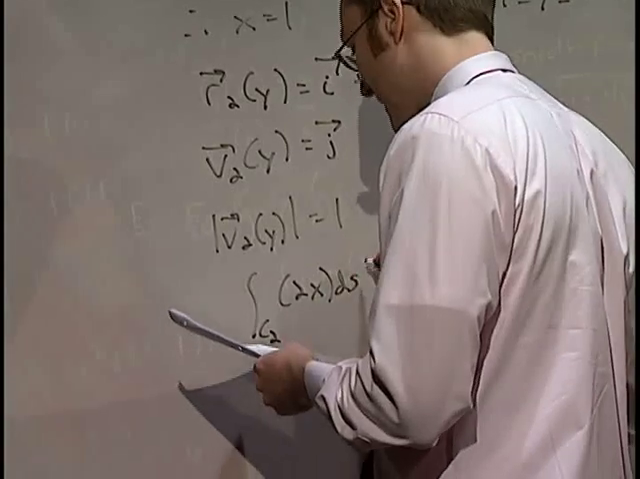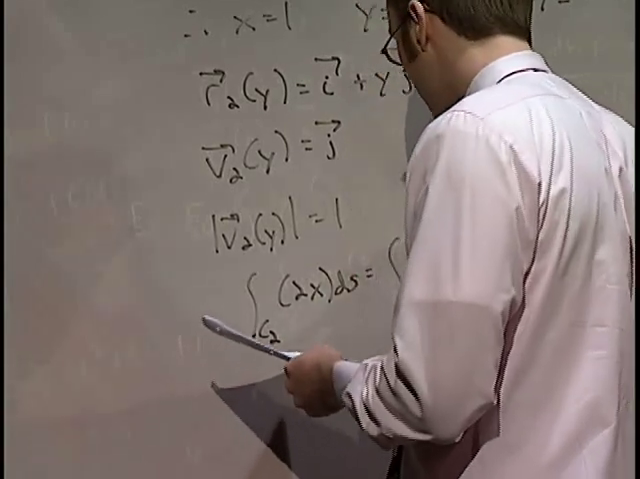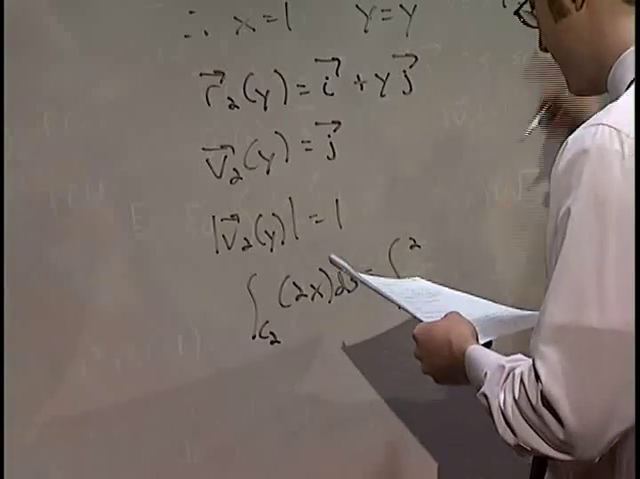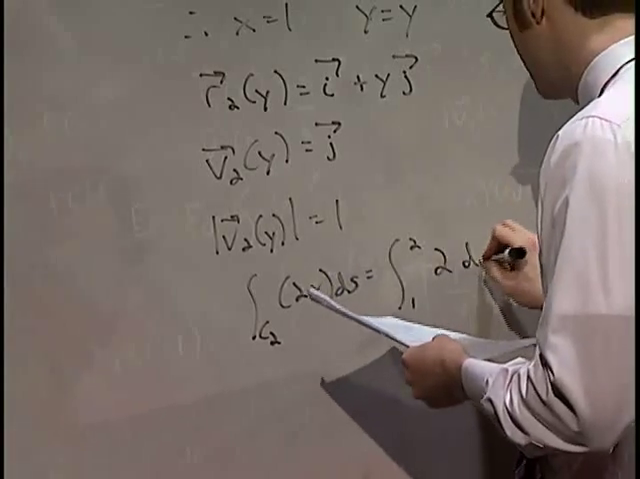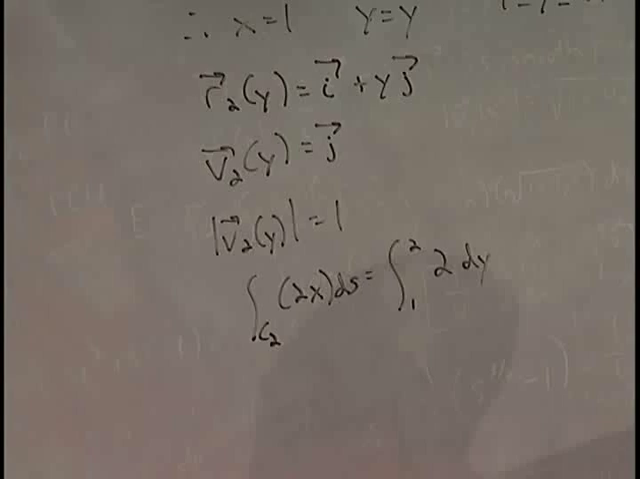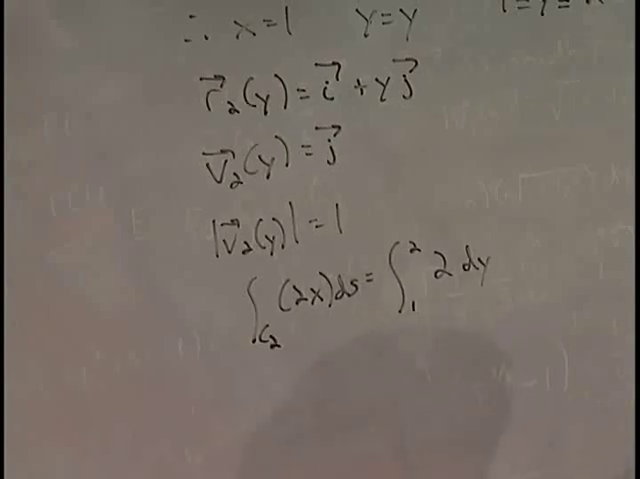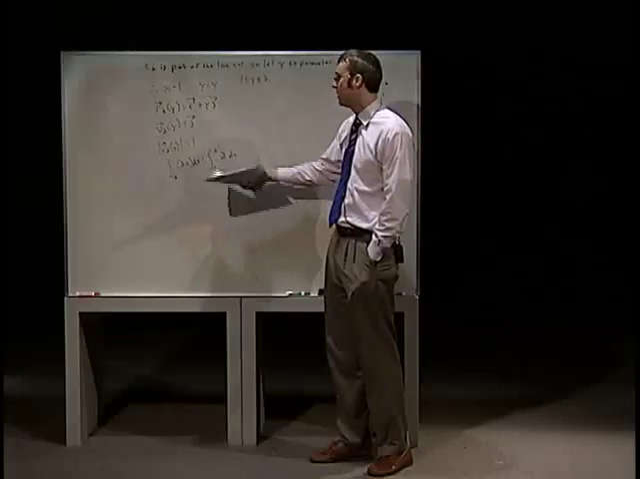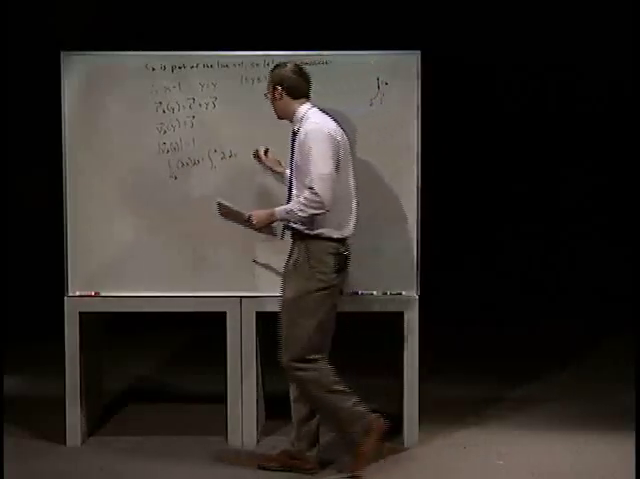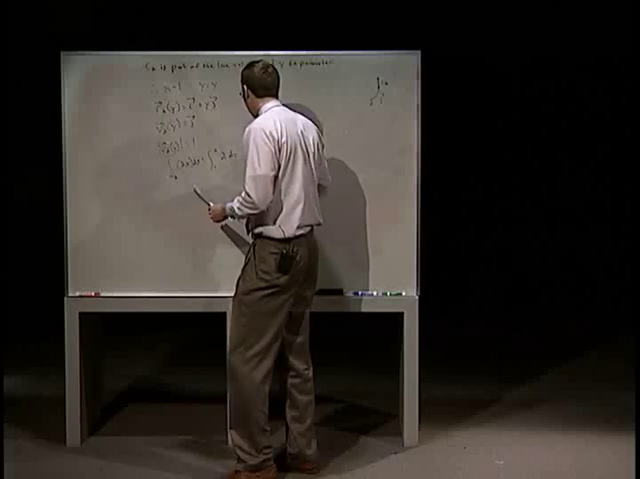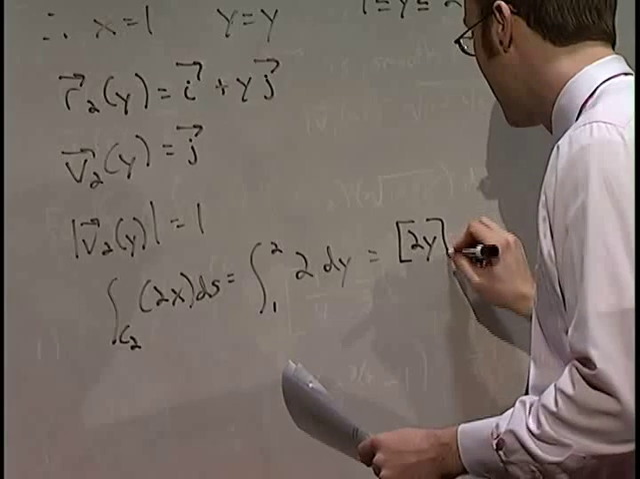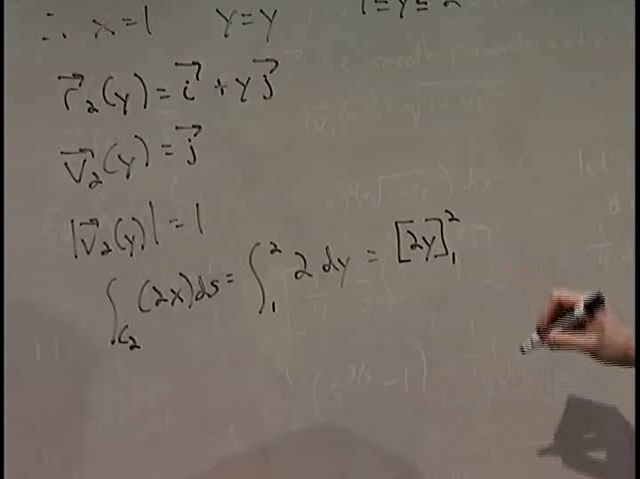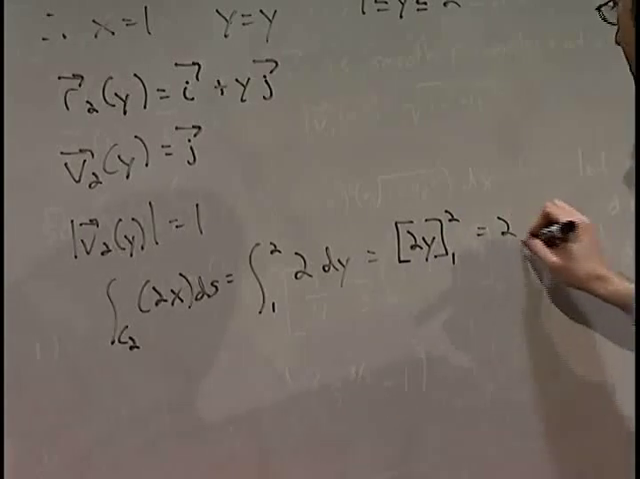2x ds is the integral from 1 to 2. There's the integral from 1 to 2 of 2 dy, right? Since x is equal to 1, right? So we're plugging x equal to 1 here. This is just 2 dy, and the velocity is 1, okay? So this is certainly going to be 2y from 1 to 2, and that's 4 minus 2, which is 2, okay? So that's the integral over that vertical line segment, okay?